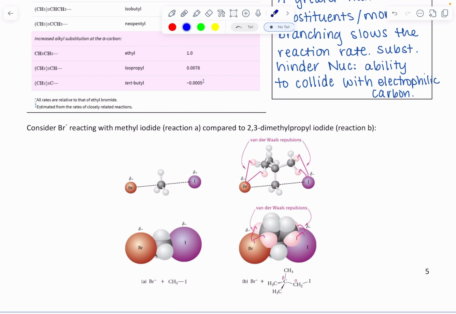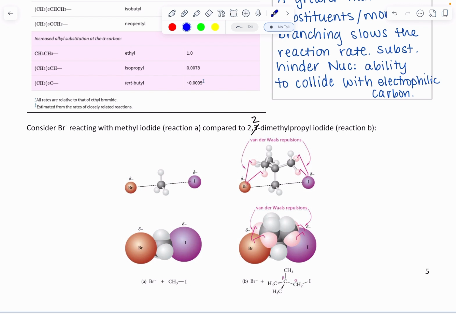Now, if we compare this to 2,3-dimethyl propyl iodide, we have this structure down here. This is actually 2,2, not 2,3. Little typo there. So the alpha carbon is a CH2, but this beta carbon now has 3 additional CH3 groups bonded to it. This hinders the bromide's ability to come in and bond to this alpha carbon.